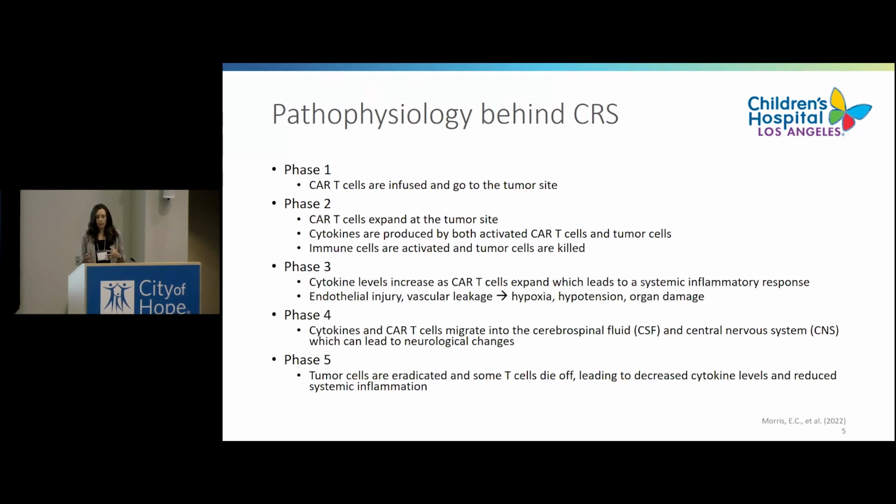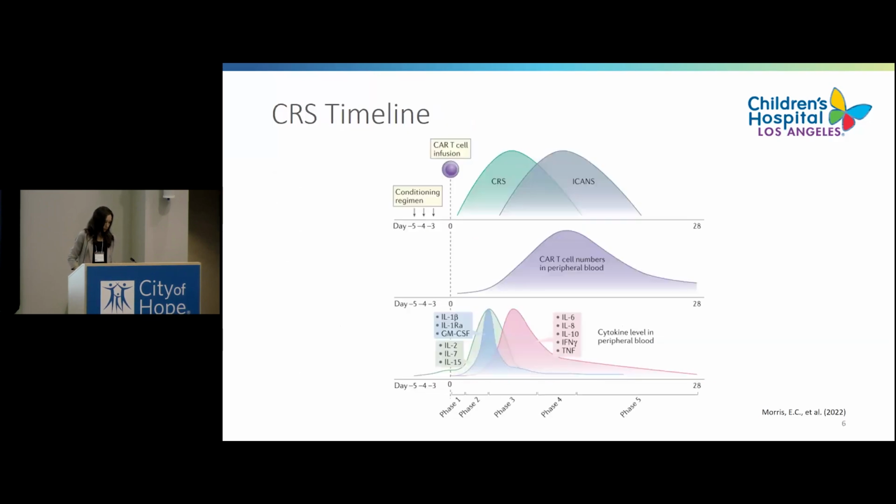And then phase 5 is when things start to calm down, your tumor cells begin to be eradicated, some of the CAR T cells start to die off, and this leads to an overall decrease in cytokine levels and reduction in your overall systemic inflammatory response.